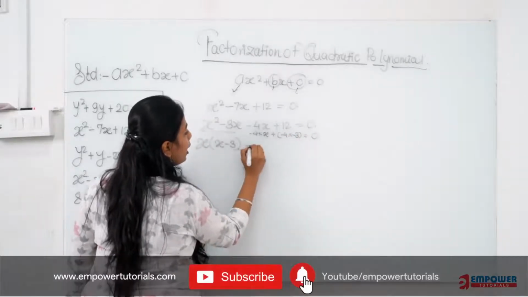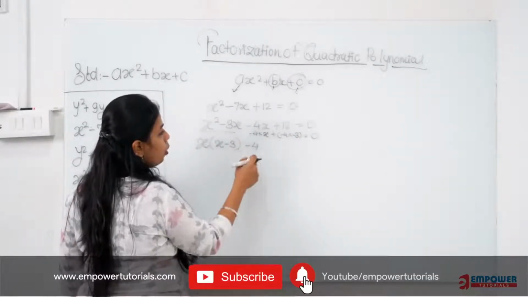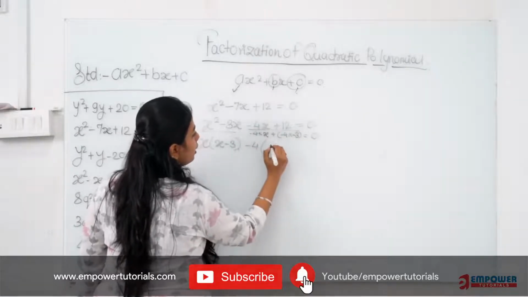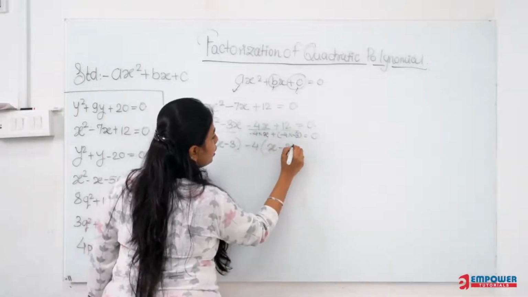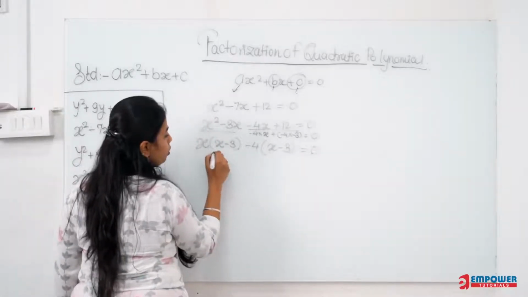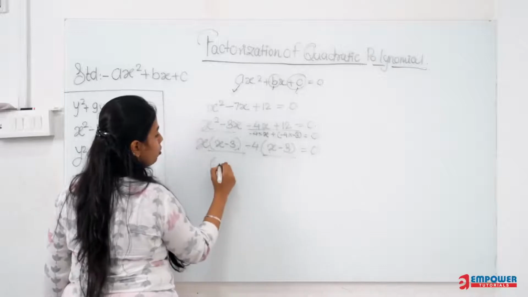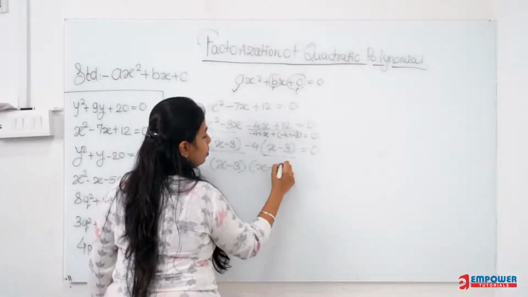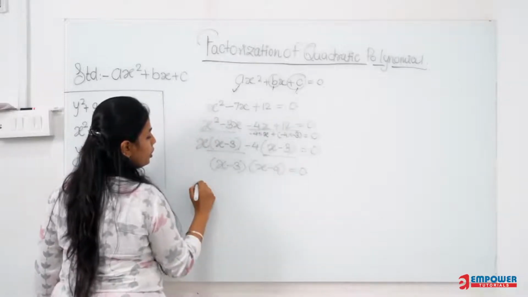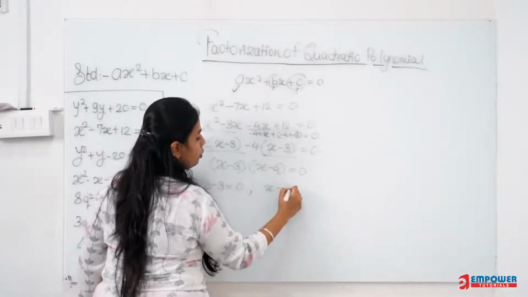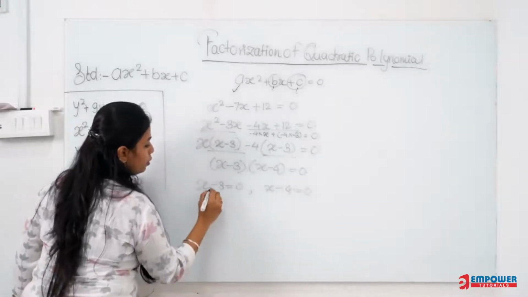So I will take minus 4 as the common factor between these two numbers, and in the bracket I will have x minus 3 is equal to 0. So I will take this 2 bracket common, so x minus 3, and in another bracket I will have x minus 4 equal to 0.